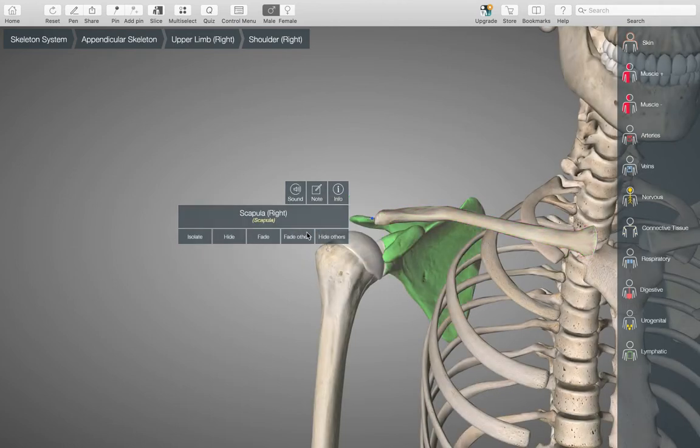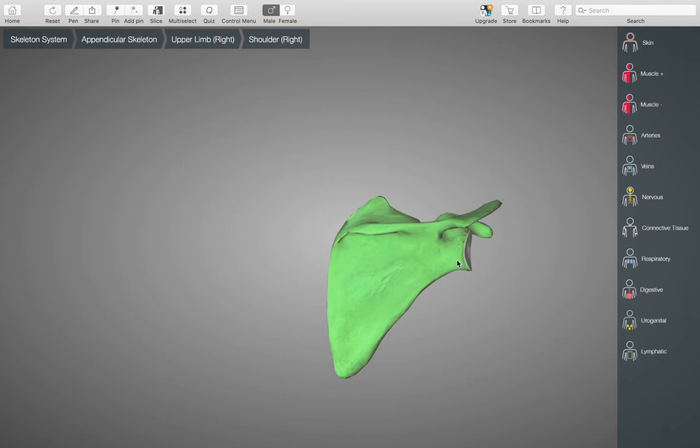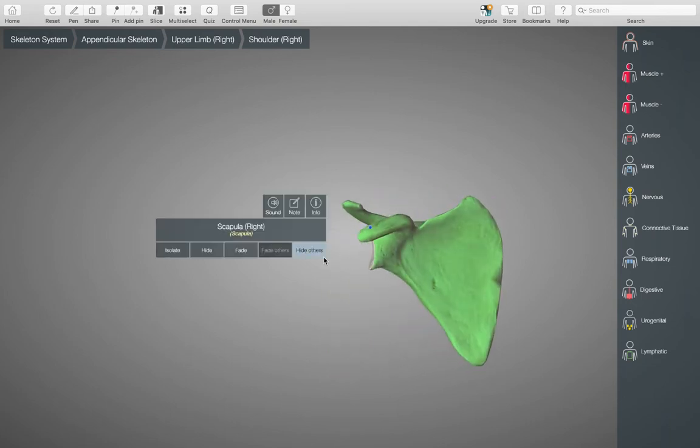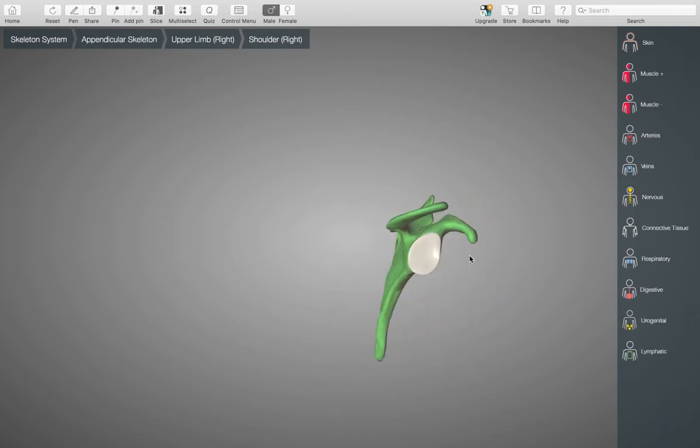Since we're there, we'll hide the other things away here. This is the scapula. You have two scapulae, a right and a left. This happens to be a right scapula. You need to be able to tell me if this is a right or a left scapula, and the way that you tell is by knowing the markings. So we need to know a couple of markings on this scapula.